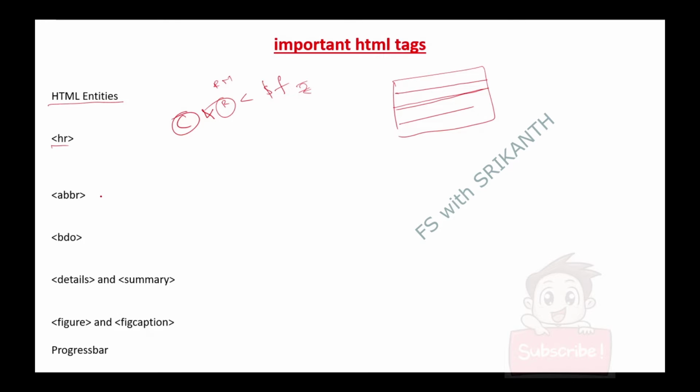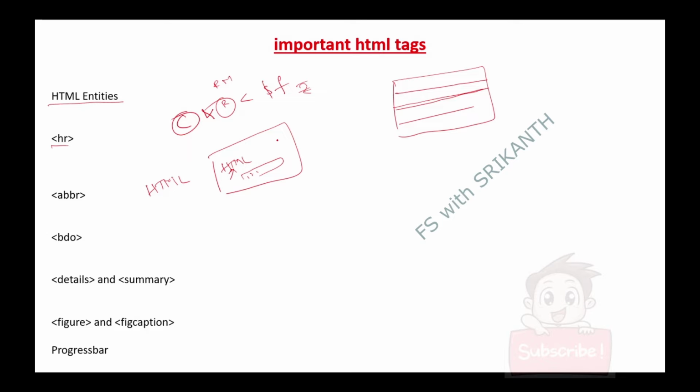And abbr, abbreviation. What is meant by abbreviation? Suppose you have the word HTML on a web page. When your cursor stops on this particular text, it will show some title, like hypertext markup language, describing that particular word. It is possible with the help of the abbr abbreviation tag.